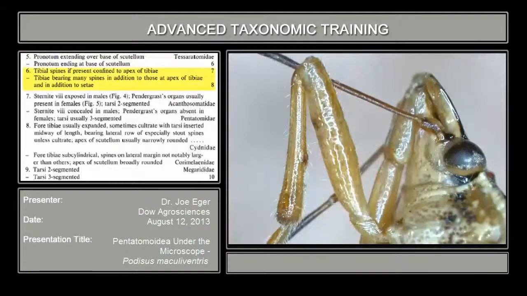The next couplet asks whether the tibial spines, if present, are confined to the apex of the tibia, or whether the tibia bear many spines in addition to those at apex, and in addition to setae. If you look at the tibia on this bug, you can see a lot of fairly fine setae here, no spines, nothing even resembling a spine. So clearly this bug doesn't have spined tibiae. So the choice there takes you to couplet number seven.